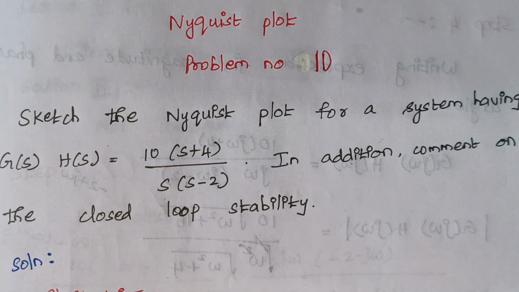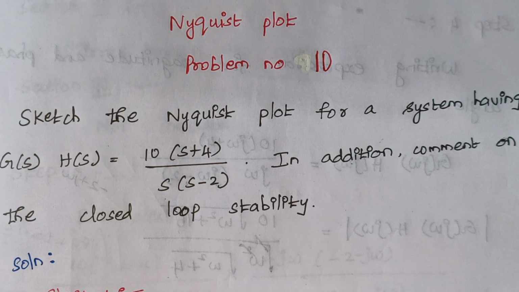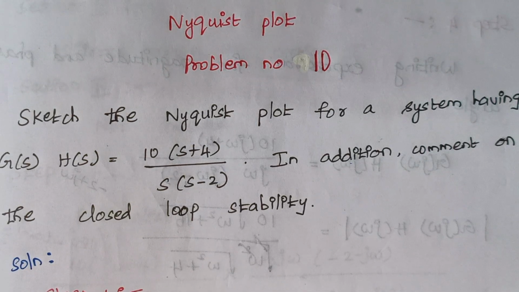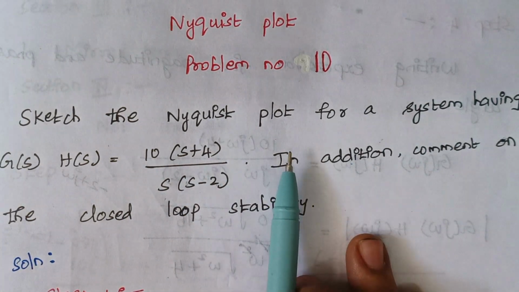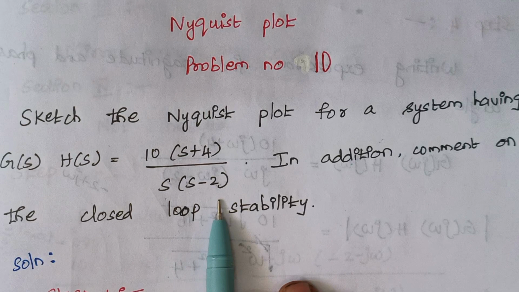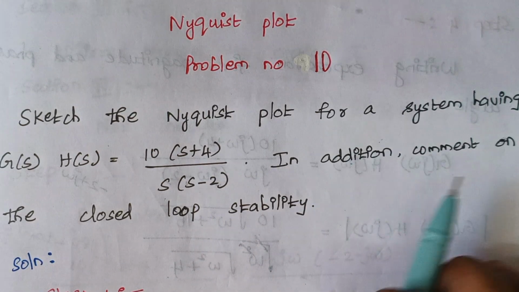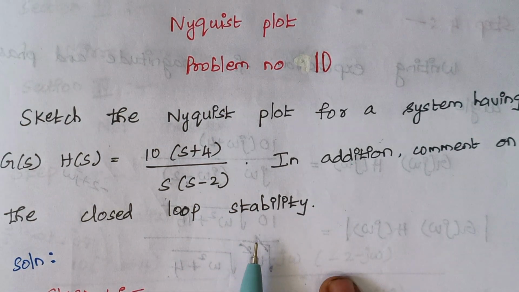Today we are going to solve problem number 10 under the topic Nyquist plot. It will be better if you go through the procedure of how to solve a problem using Nyquist criteria. I will give the link in the description. The problem is: sketch the Nyquist plot for a system having the given transfer function. In addition, comment on the closed loop stability.